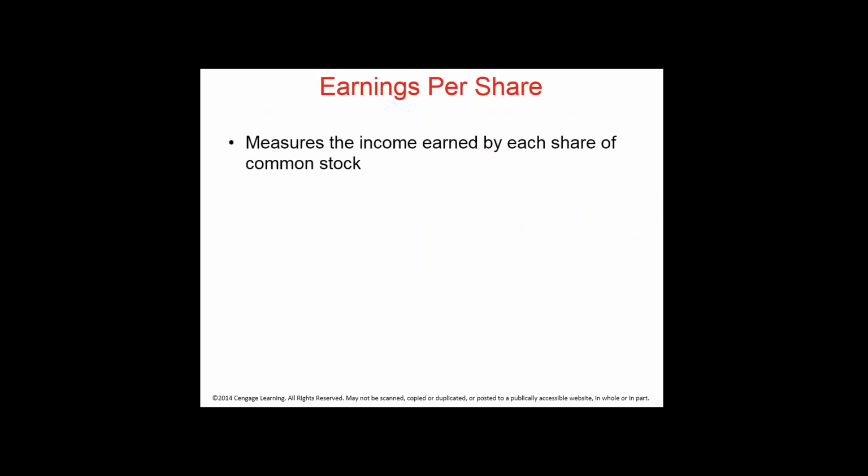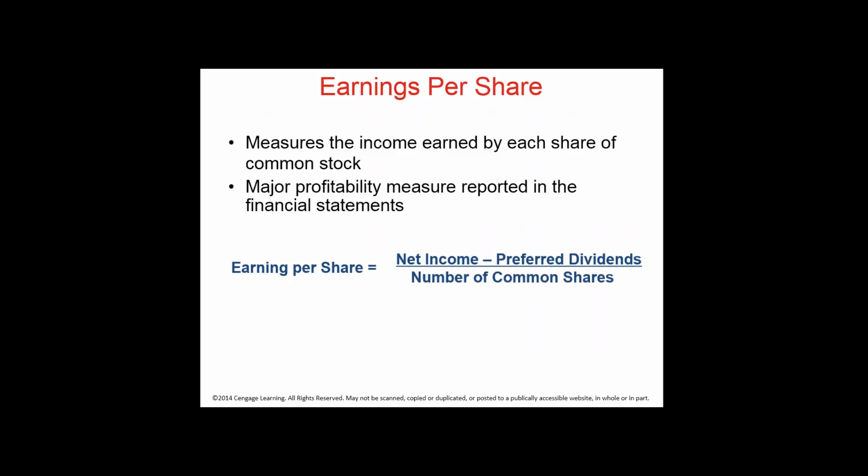Earnings per share. Oh boy, another ratio to learn. We're going to measure the income earned by each share of common stock. And it's a profitability measure. Earnings per share is calculated by taking net income minus preferred dividends and dividing that by the number of common shares.